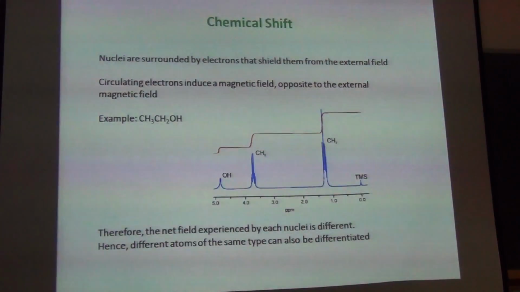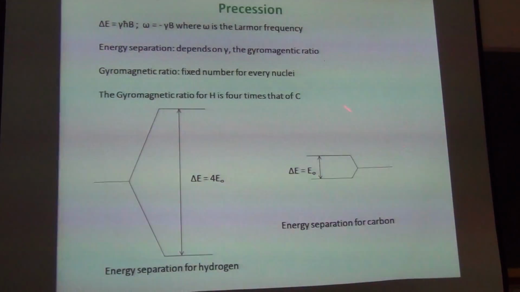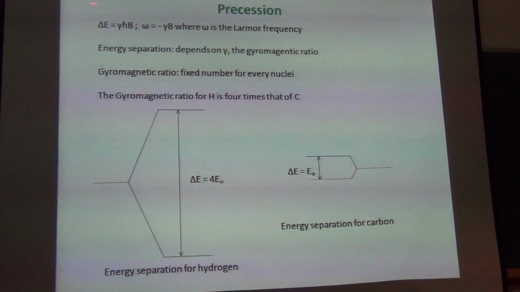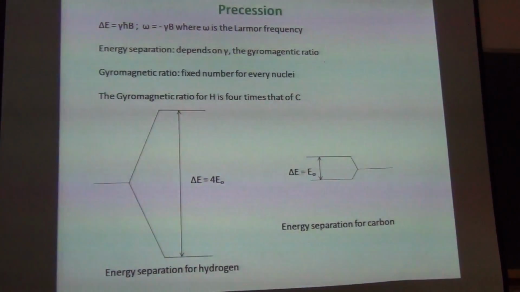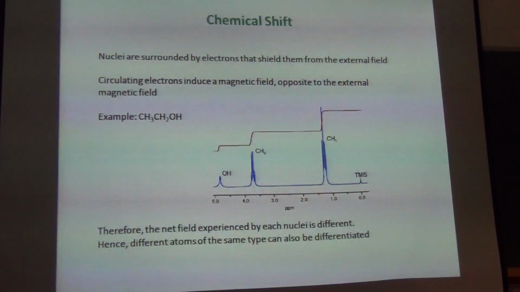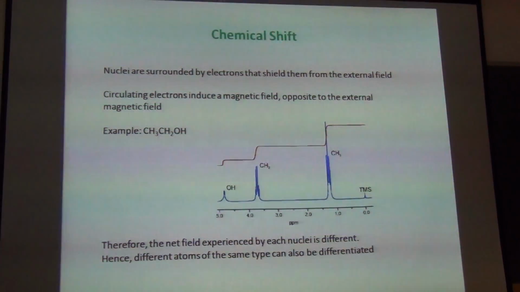Now, in this slide we've discussed that since gamma for every nucleus is different, the Larmor frequency of every nucleus will be different. By this we are able to differentiate between different nuclei. I can differentiate between a carbon and a hydrogen because the frequency with which they will be precessing is different. But is it possible for me to differentiate between different types of the same nuclei? This can be done by using the property of chemical shift.